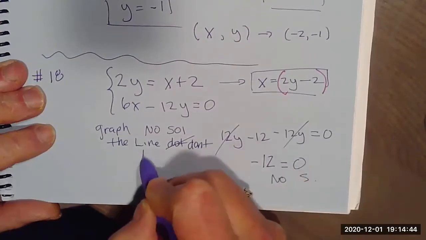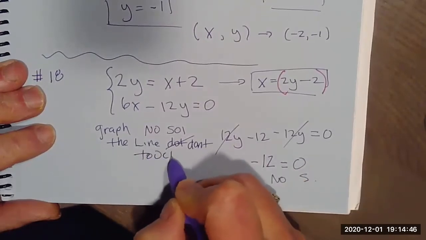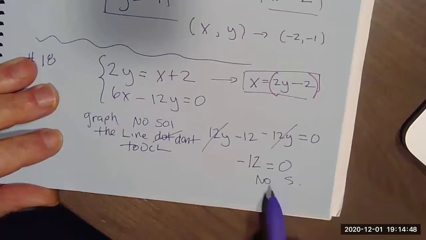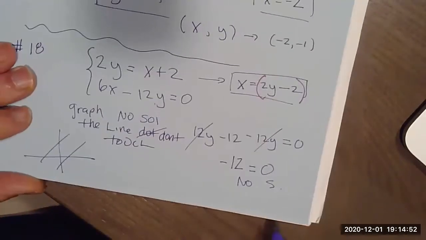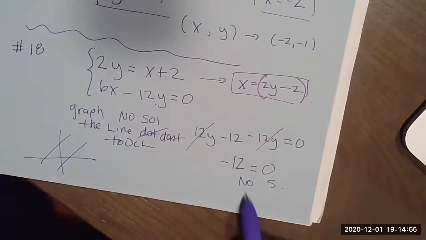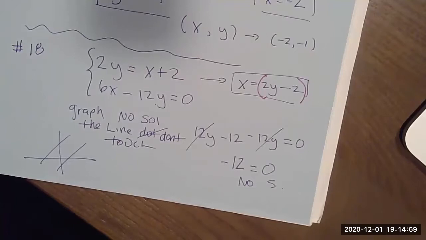D-O-N-T, touch. They don't touch. Oh, well, that means if you graph this, they won't touch. They'll look like parallel lines like this. Right. That's what no solution in graphing means: they're parallel lines. They don't touch.